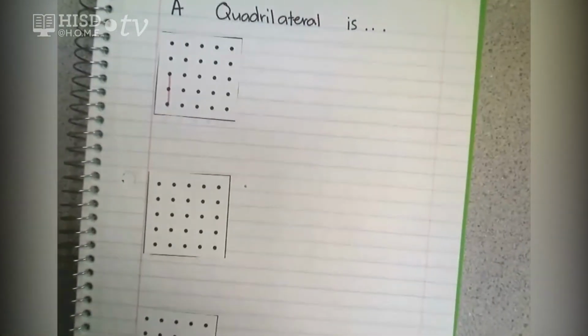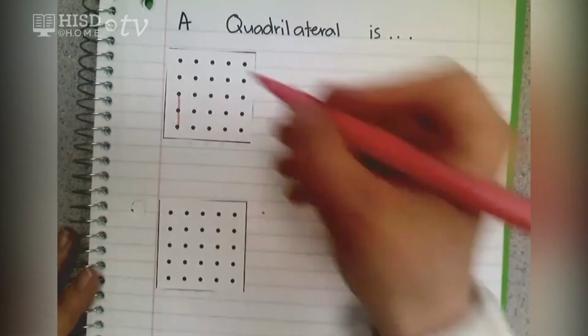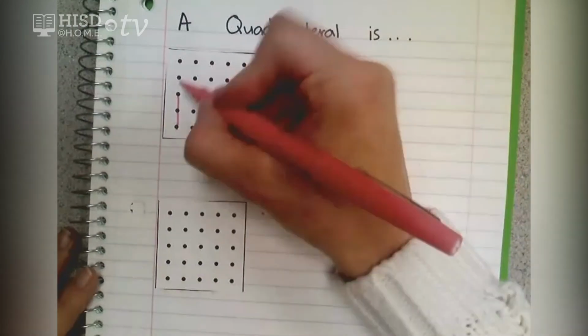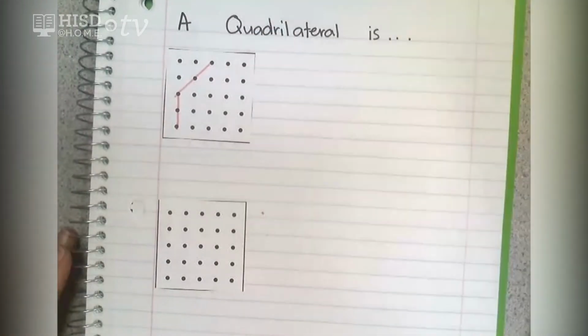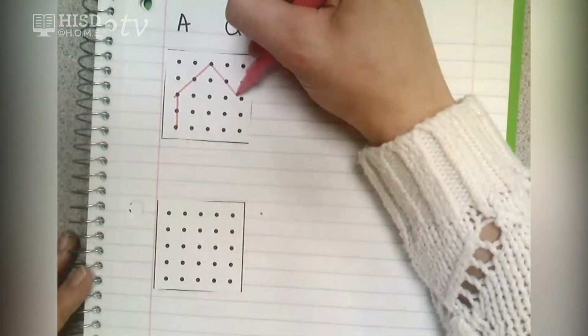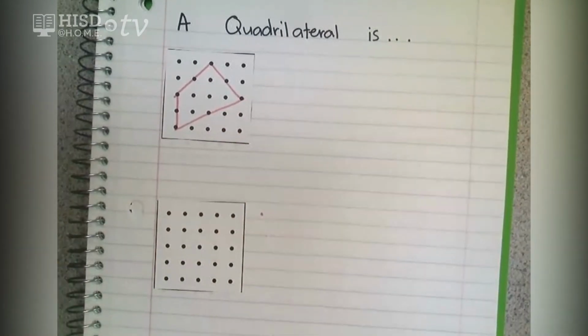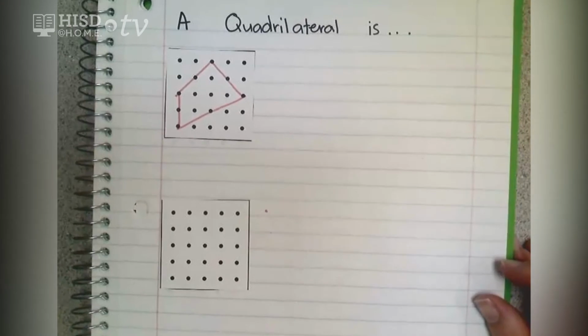I love these dotted papers because it really helps me show my students where things are congruent, or the same, and where things just really aren't. It also helps me draw straight lines because I can use those dots. See, none of these lines are parallel, which we'll go over what parallel means. Actually, we'll talk about parallel now.